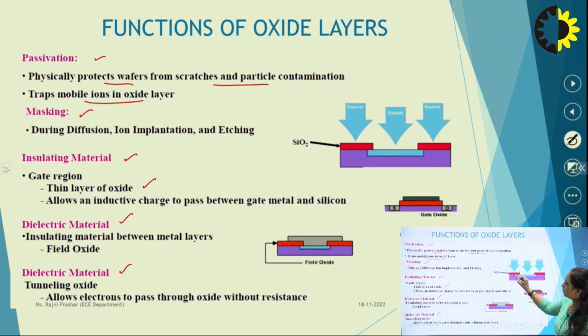Okay. So here we can see that we have the silicon dioxide. It behaves as a mask, right? So that the dopants will be diffused here only. It will not be diffused under this side, right? Here it is used as a field oxide. Here it is used as a gate oxide, right? This is the gate oxide.